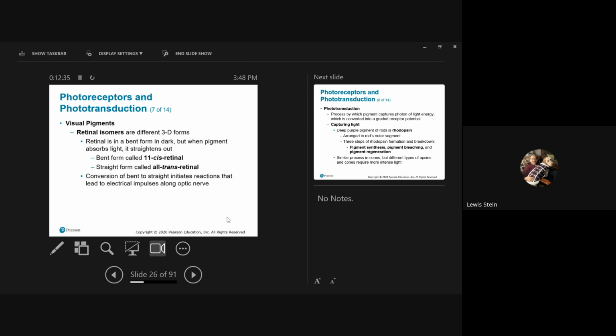So conversion of bent to straight, maybe that's relevant, initiates reactions that lead to electrical output.